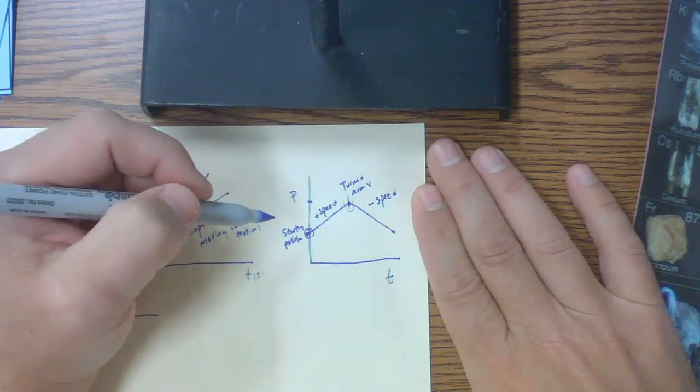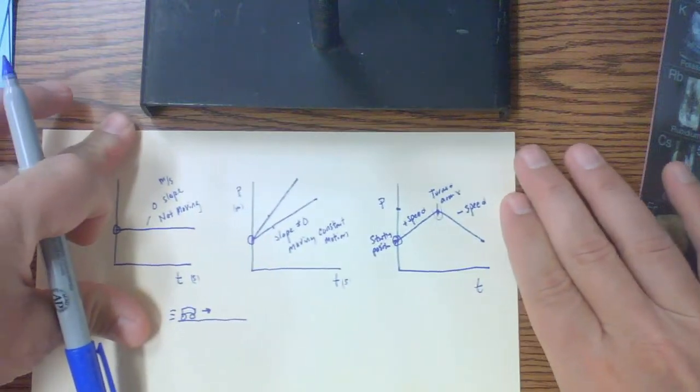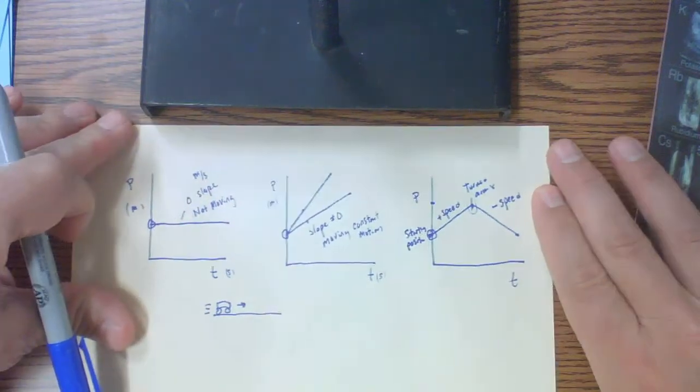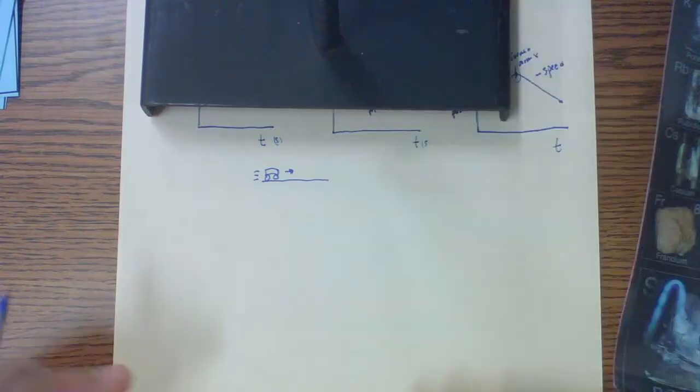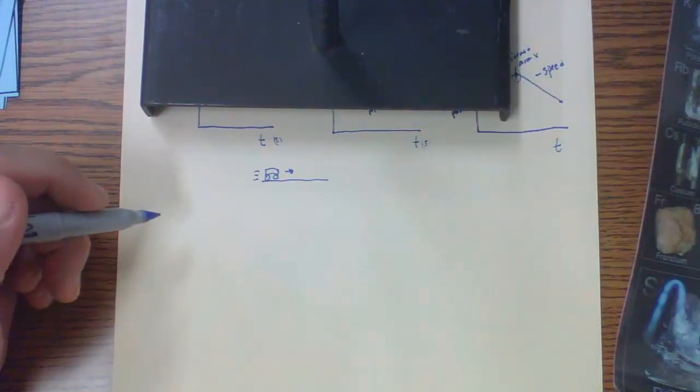So those are some different situations with ones that are constant motion. Now we can also look at our position versus time in terms of accelerated motion.